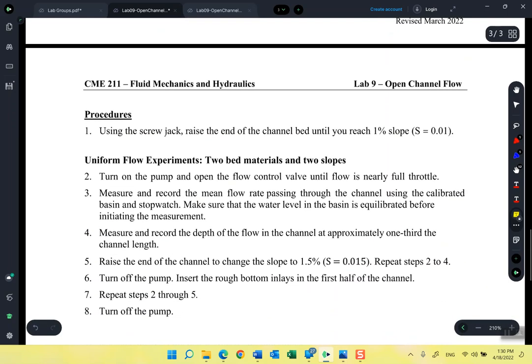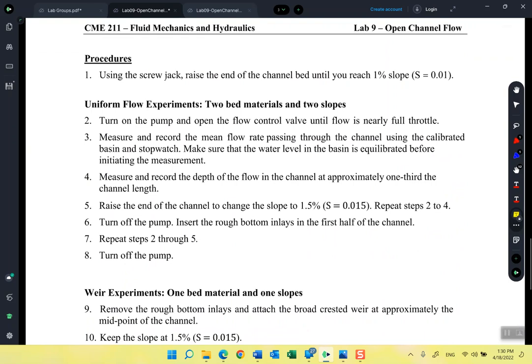Great, so the experiment procedures are very simple. We are just going to repeat the same steps because in this experiment we are going to do 4 trials. The first trial will be for 1% slope, so you will use the screw jack to set the slope to 1%. After doing this, of course, you will have to turn on the pump and open the control valve to allow the water to pass through the channel. Of course, you will have to record the mean flow rate.